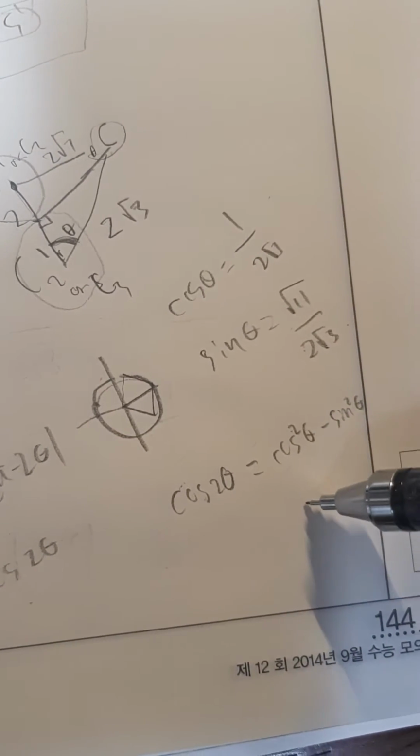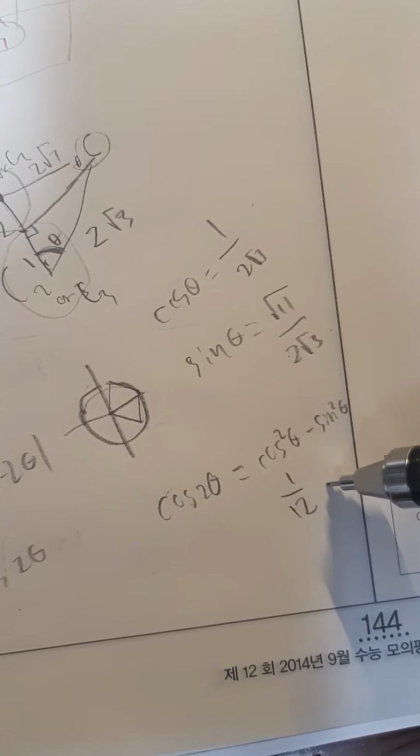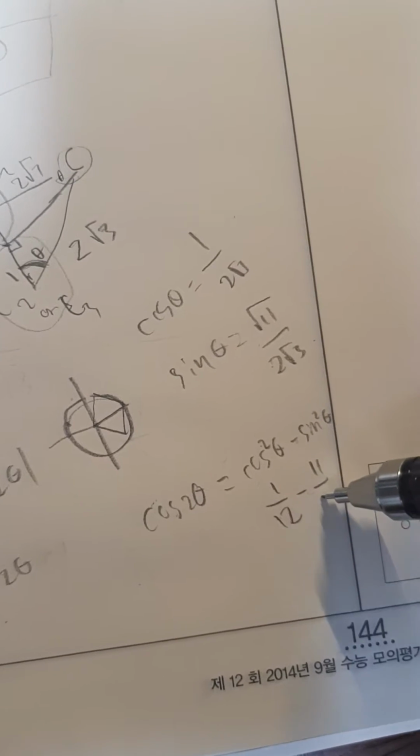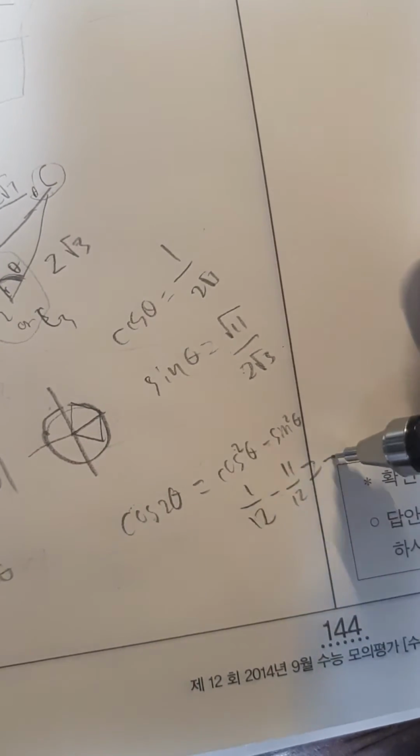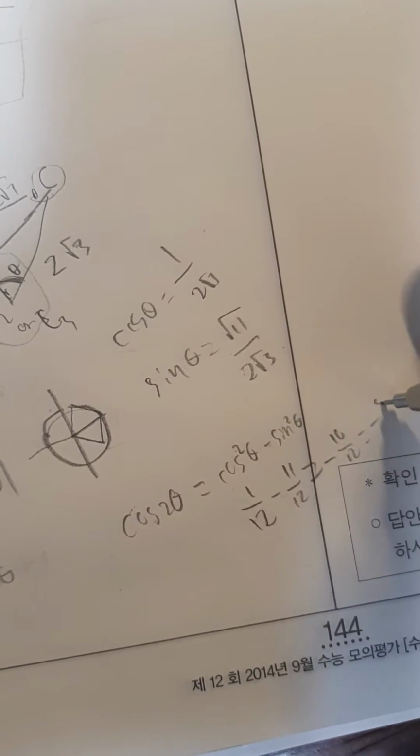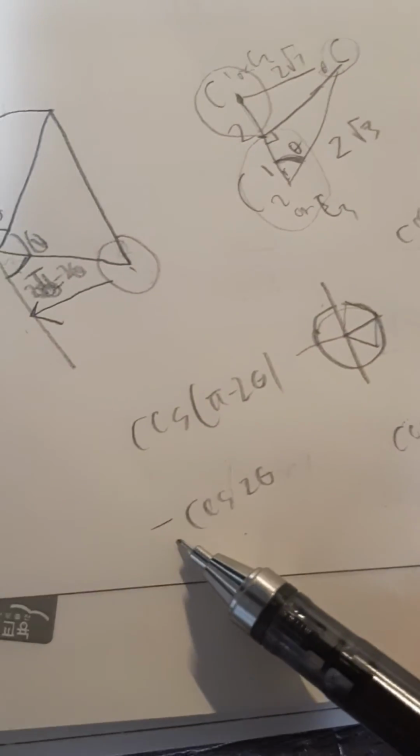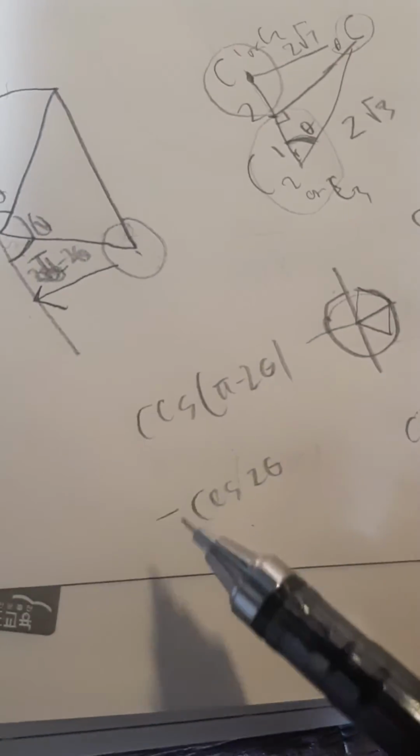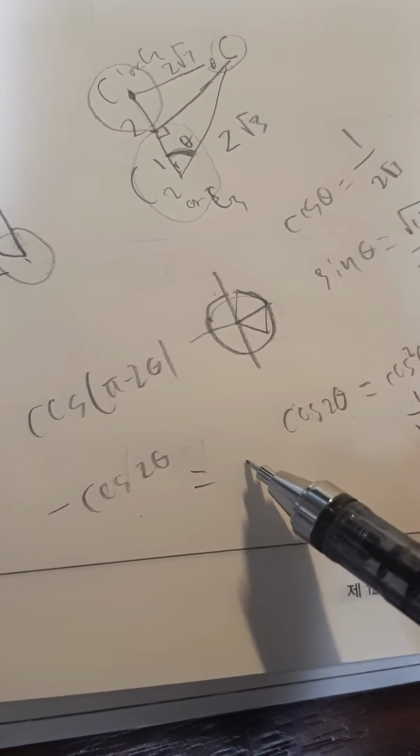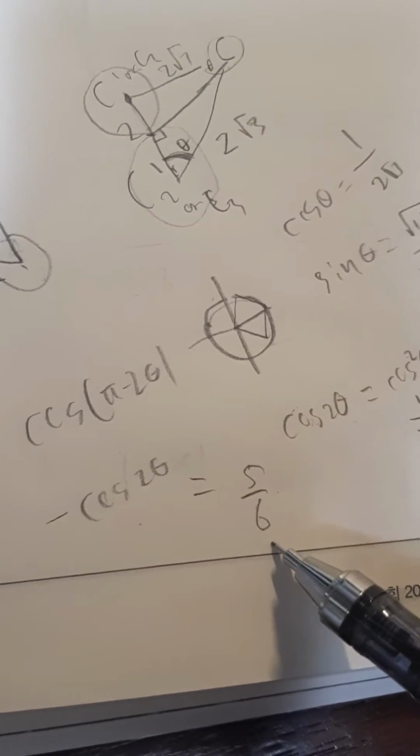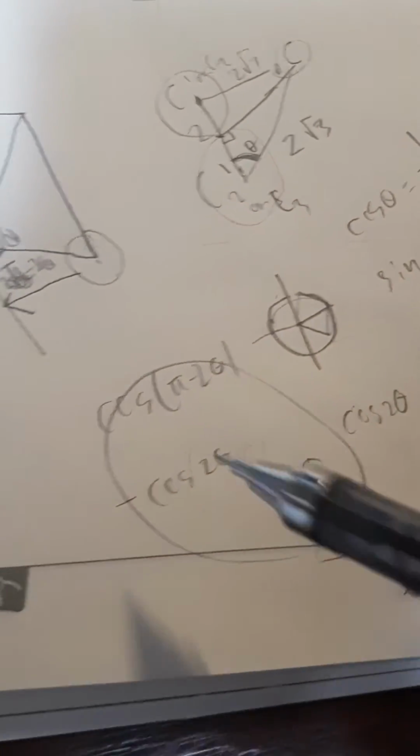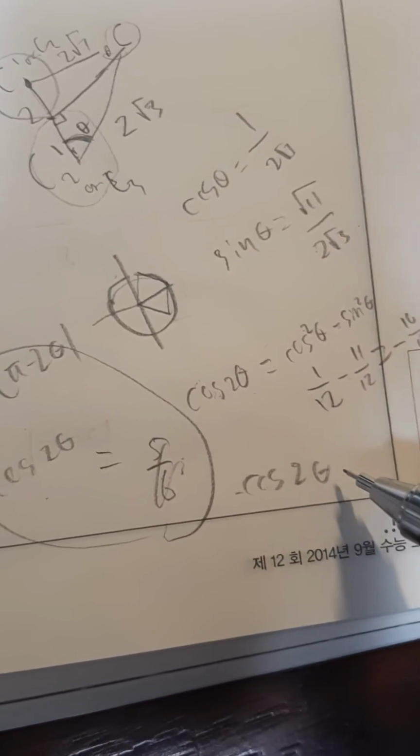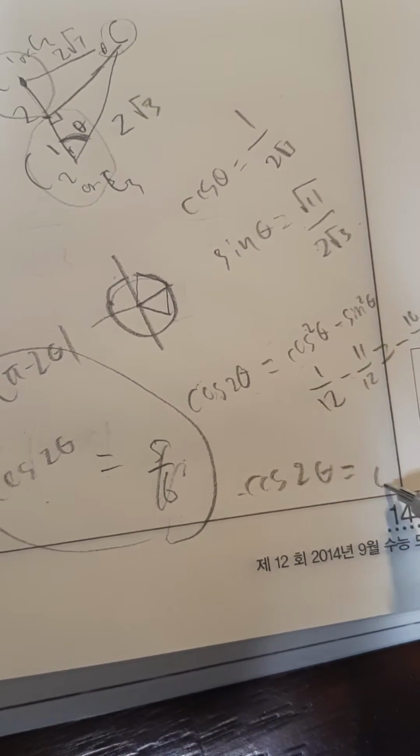So this would equal 1 over 12. This would equal negative, because of this minus here, negative 11 over 12. This would equal negative 10 over 12, which equals negative 5 over 6. So cosine 2 theta is negative 5 over 6, so minus cosine 2 theta would equal just 5 over 6. So we have this cosine 2 theta minus this equals 5 over 6.